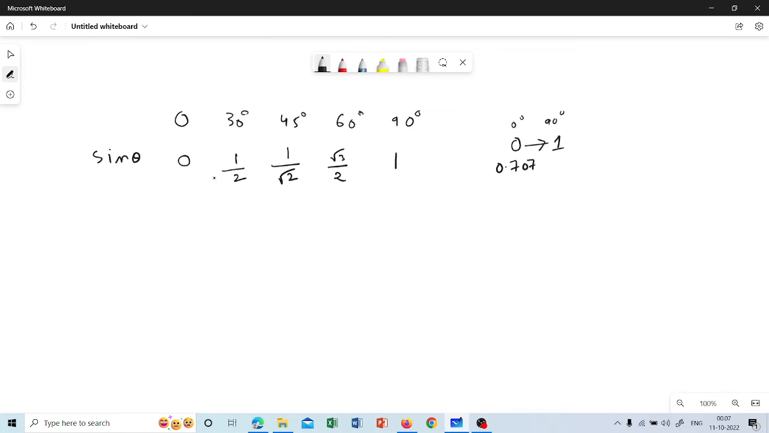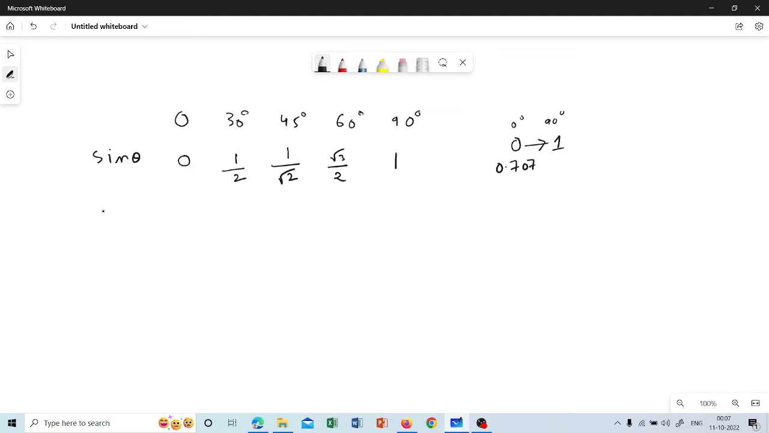Sine 0 will start with 0, 30 is 1 by 2, then 1 by root 2, sine 60 is root 3 by 2, and 1. So if you remember this, I can write the table for all the other trigonometric ratios. I will show you how to write it.